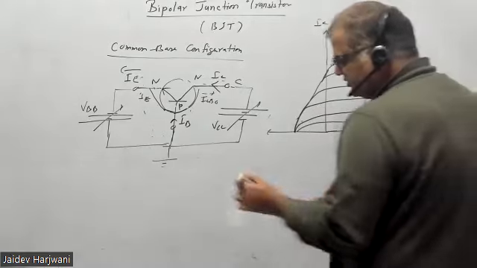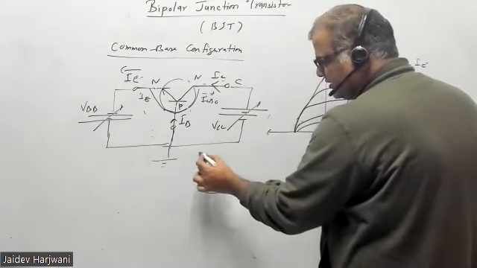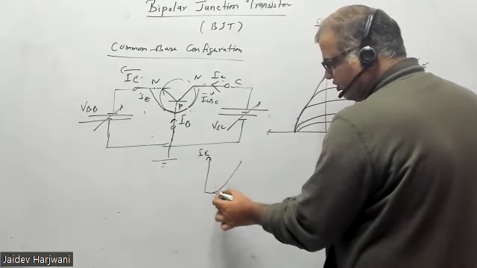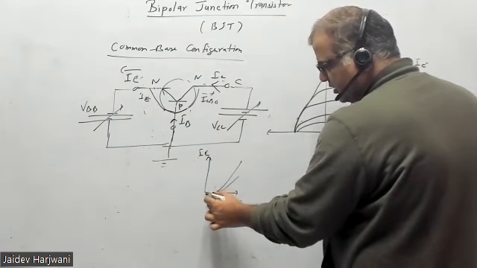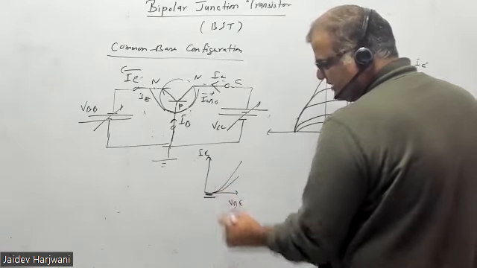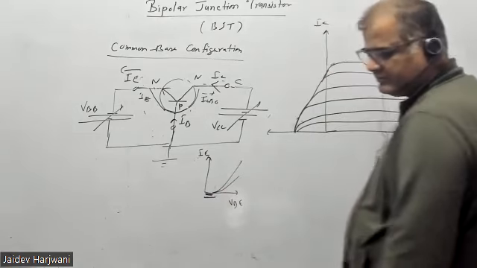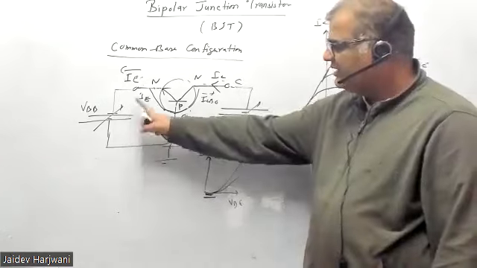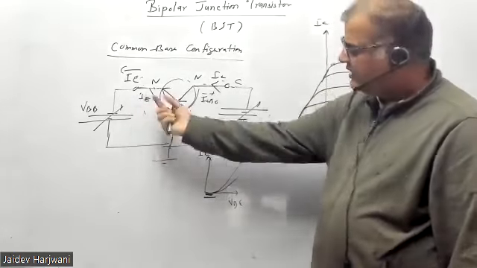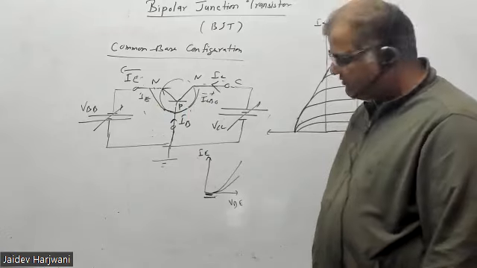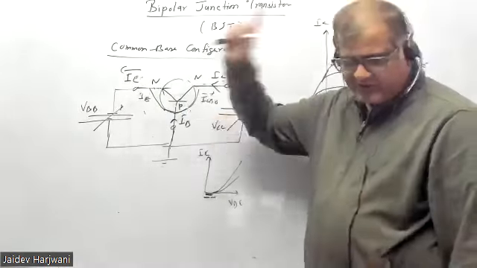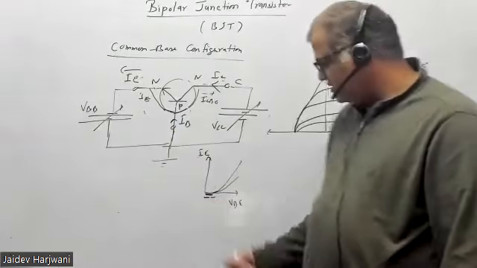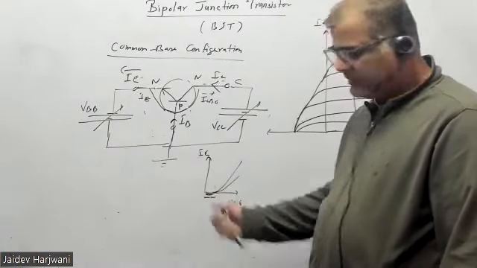Oh brother, you remember this input curve, right? This is your IE. This is your VB. If I want to make this current 0, my VB should be less than 0.7, less than cut-off. If I make this VBB somehow reduce the voltage and my VB goes below 0.7, automatically current becomes 0. Or you remove this battery, so my VB becomes 0. This voltage becomes 0, so automatically current becomes 0.